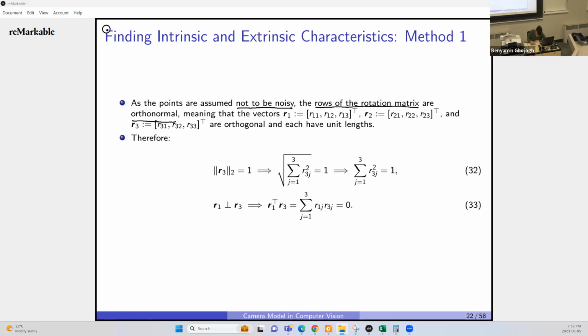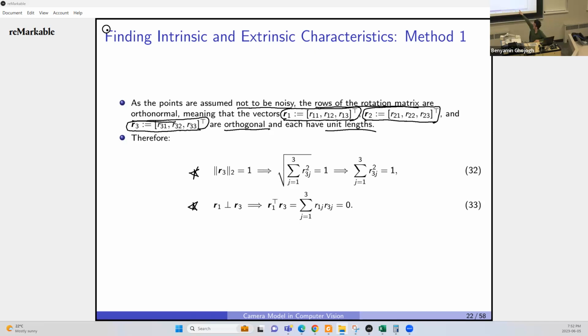So what are these vectors? These are exactly the rows of the rotation matrix, but as column vectors: R1, R2, R3, the three rows of the rotation matrix. These are orthogonal, so they are perpendicular to each other, and each has unit length. Now I'm going to use these, you will see.